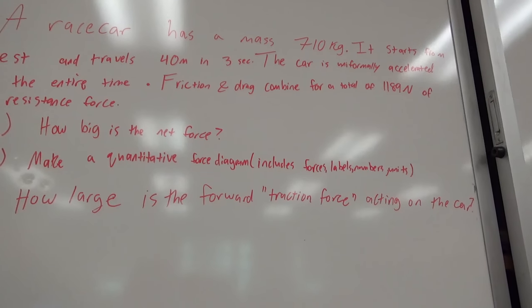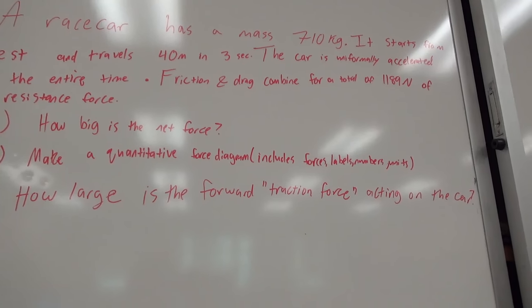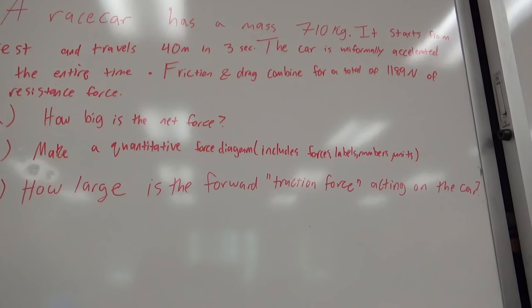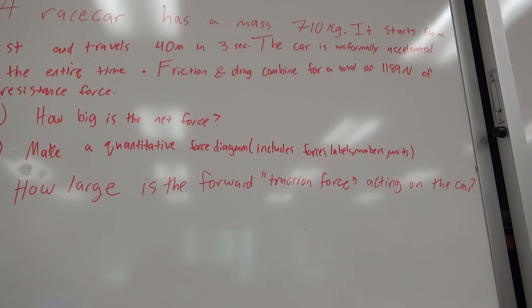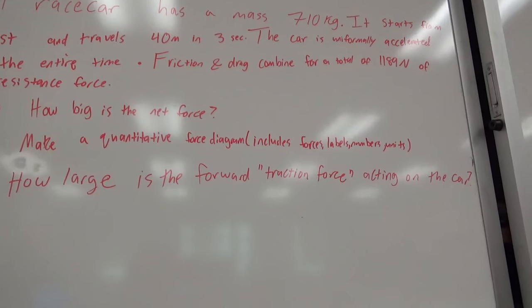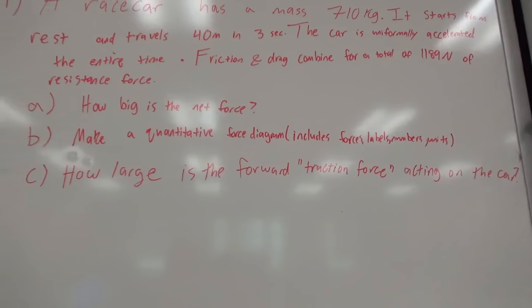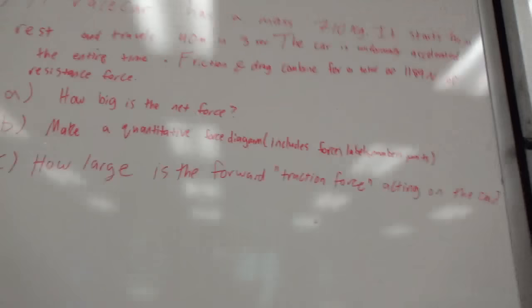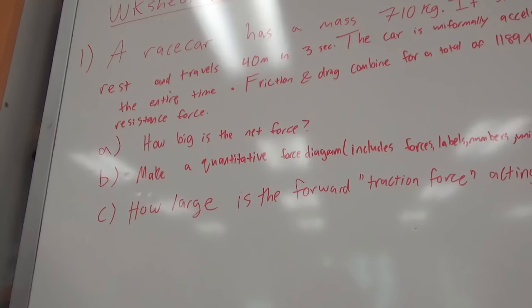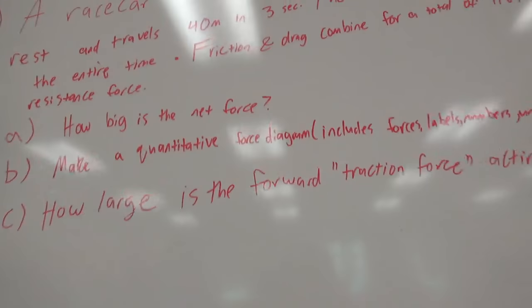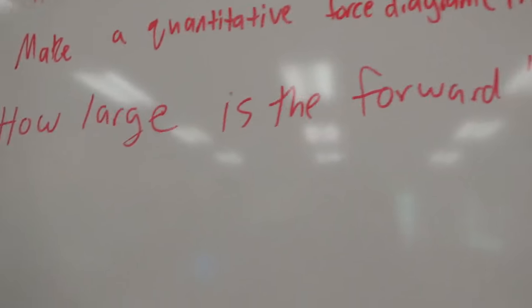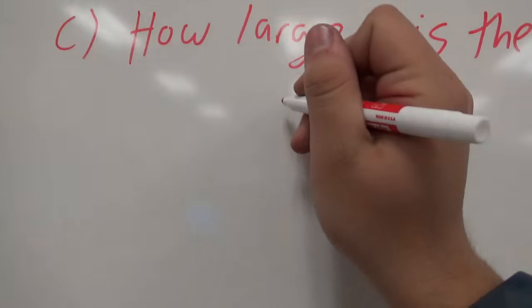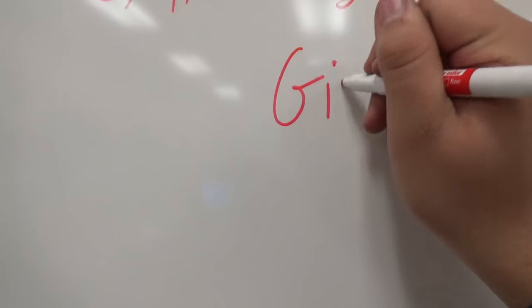Okay. It says how big is the net force. Okay, we'll figure out what that means. And make a quantitative force diagram. And it says how large is the forward traction force acting on the car. This is a rather interesting question, right? Because the first one, let me actually list what we're given first, because that helps me set up my problems every time.